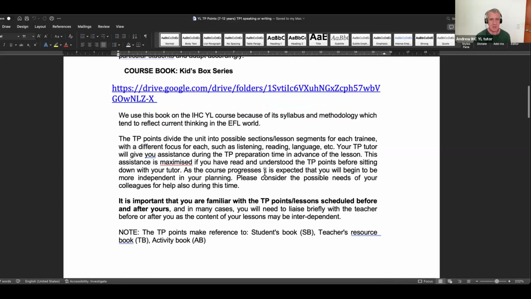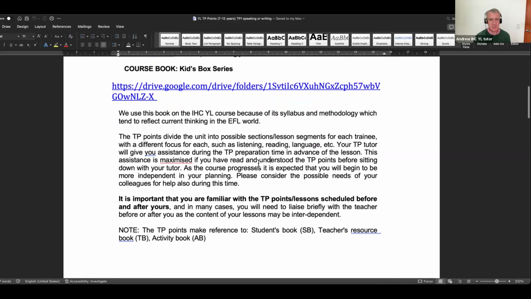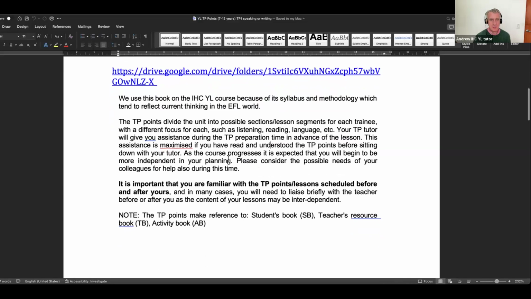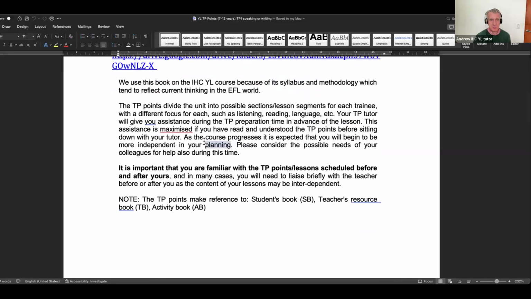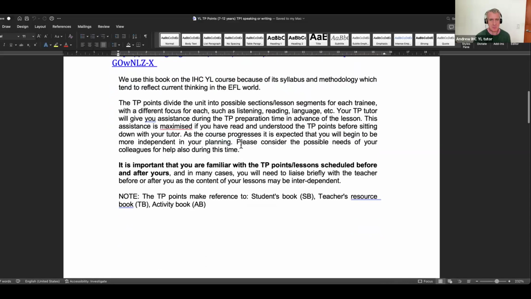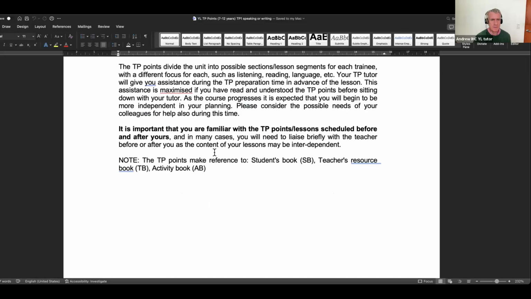So it helps if you read and understand the TP points before sitting down with your tutor. As the course progresses, it's expected you will begin to be more independent in your planning. Please also consider the possible needs of your colleagues for help also during this time.